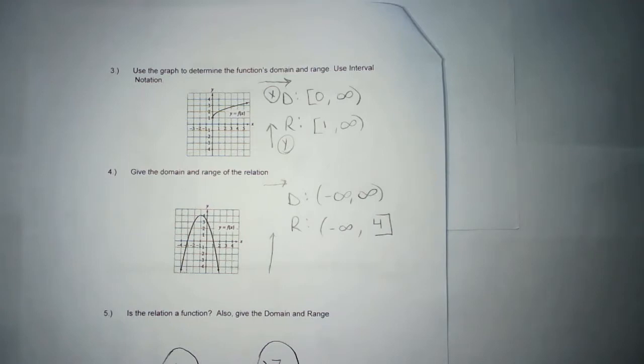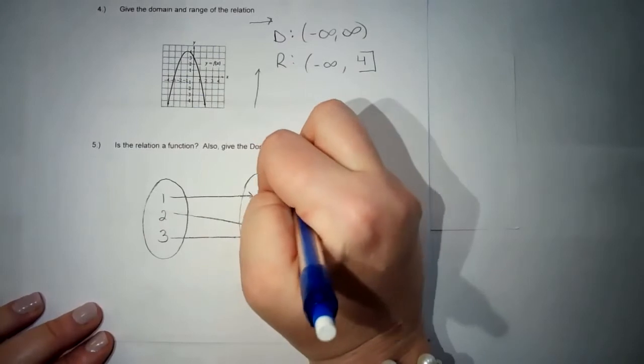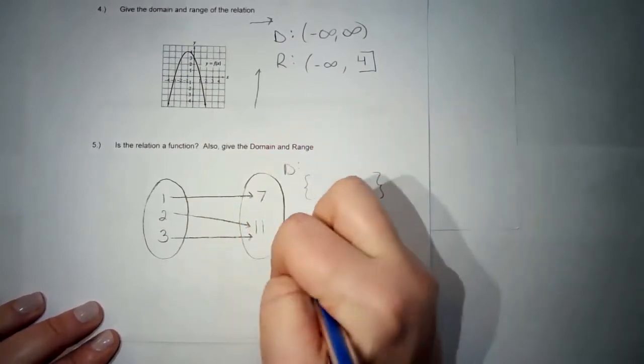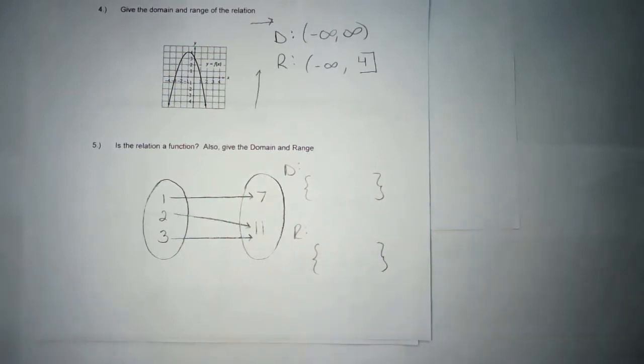Then we want you to do a domain and range with a little mapping problem. Now, this one has different enclosures. These are points that are on a graph, so we don't want to use a hard bracket and we don't want to use parentheses. These are going to be curly brackets. So my domain and my range for the mapping are going to be curly brackets.